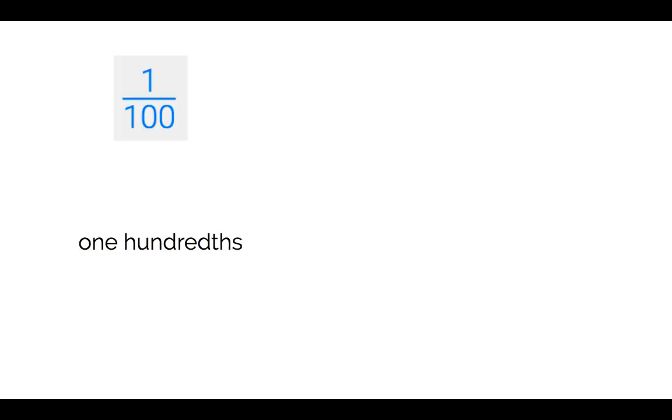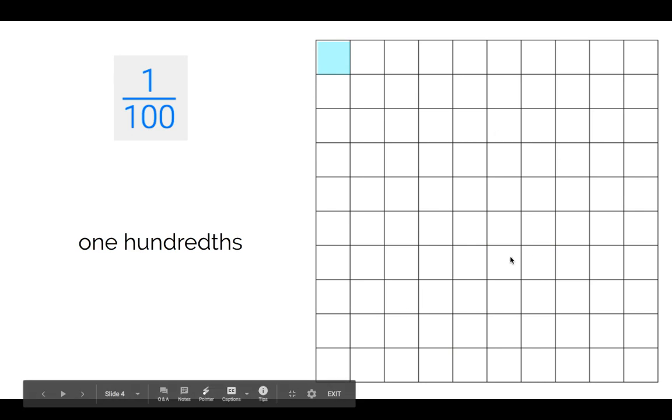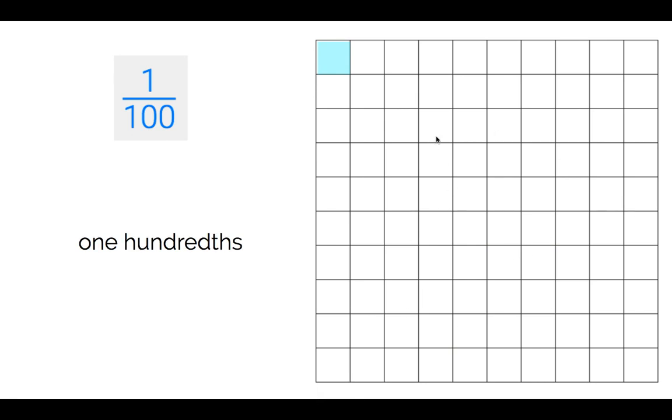For this lesson, we're going to be using a 10 by 10 grid. So we can think of this grid as our whole, and our whole, as you know, is broken up into 100 equal pieces or 100 equal parts, which are called hundredths. If we wanted to represent the fraction 1/100ths, and we wanted to use a 10 by 10 grid to represent this visually, it would look like so. Again, our denominator is 100. That means our whole is broken up into 100 equal parts, and one of those parts are shaded.